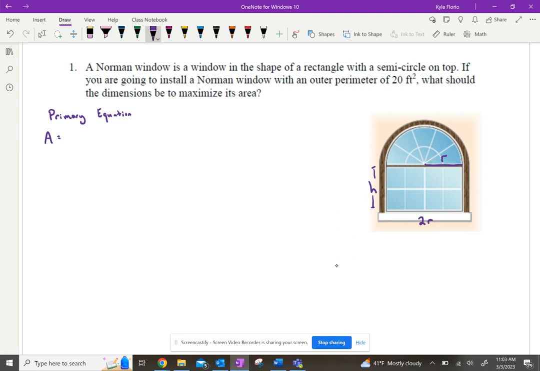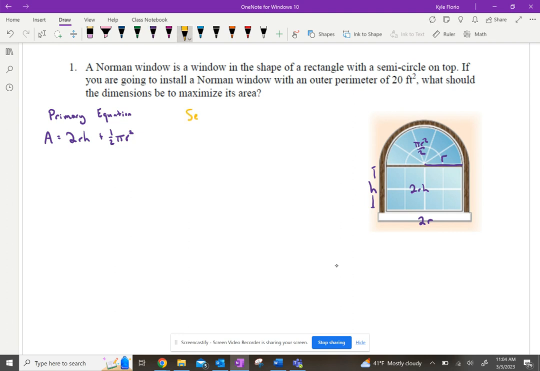So the area of this whole thing, I'm going to take the area of the rectangle part, which is going to be base times height. So it's going to be 2rh is that area, plus the area of this half a circle. So the area of a full circle is pi r squared. So we just want half of that. So I'm going to do plus 1/2 of pi r squared. You can do it times 1/2 or divided by 2. It's the same thing.